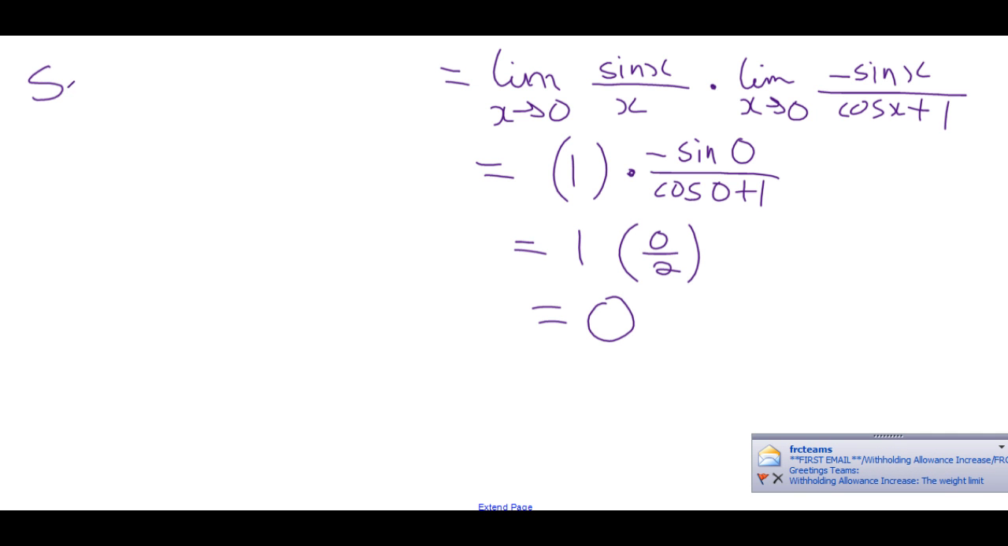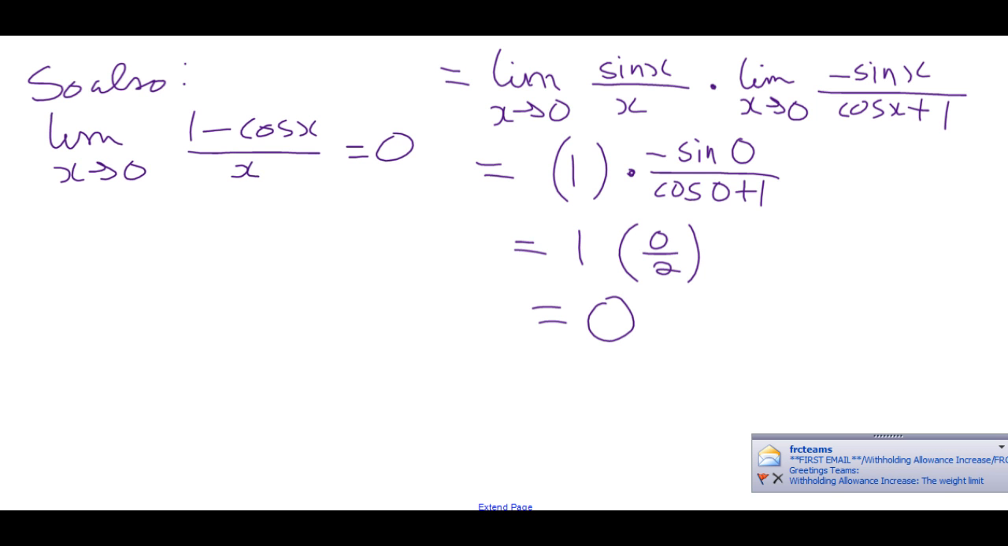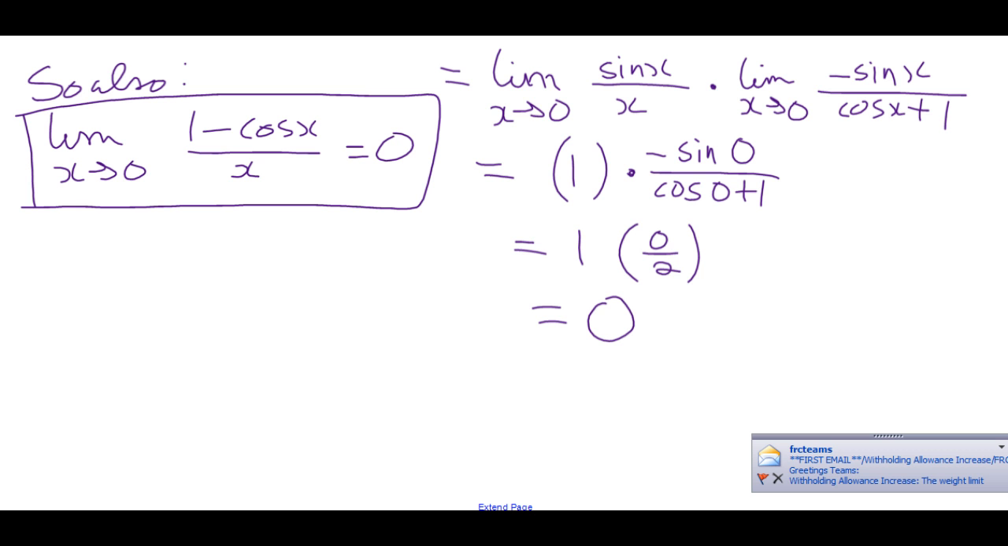And so also, it is also true that the limit as x approaches 0 of cos x minus 1 over x is 0, so is the limit as x approaches 0 of 1 minus cos x over x, right? I mean, they're the same. It's not on your formula sheet, but if you end up with something in that form, either cos x minus 1 over x, or 1 minus cos x over x, then you'll know what to do.